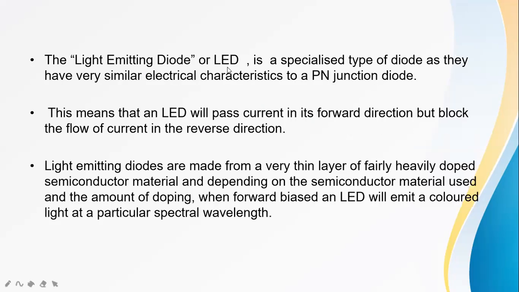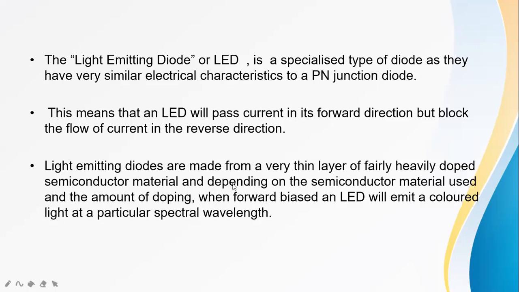What are the similarities between the LED and the ordinary PN junction? This PN junction diode, we know that it conducts in the forward bias and it blocks the current in the reverse bias. Now, the LED also has the same principle. The current will flow in the forward bias and there will be no current in the reverse bias.